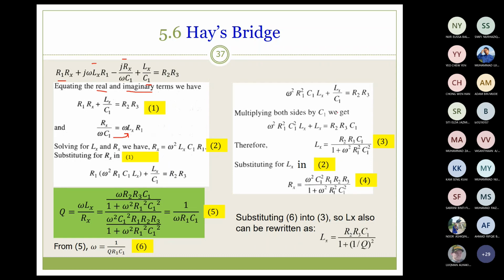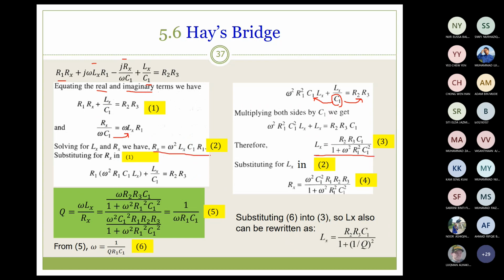And then we want to get the Lx, so we want to multiply this with this and this with this. Then we can find that omega squared R1 squared C1 squared Lx plus Lx is equal to R2 R3 C1. And then we can find that Lx is equal to R2 R3 C1 over 1 plus omega squared R1 squared C1 squared. Okay, so this is for the Lx.